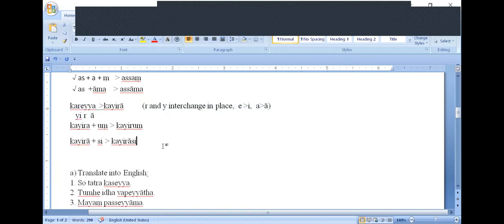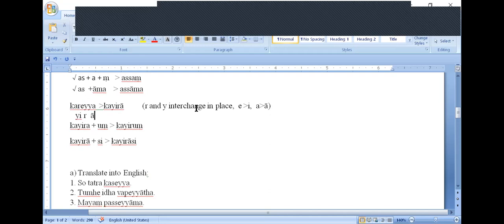Any question up to this point? I think with kareya, the balance is ya becomes long a, is it? Because there are two Y there. So one Y already interchanged, so you still have another Y. Oh, no, no. The sound is Y. So the Y sound interchanges with R. Oh, so taken as two Y. Yeah, it's just the sound. So remember kareya and kaira. All right, it's just the sound, okay?